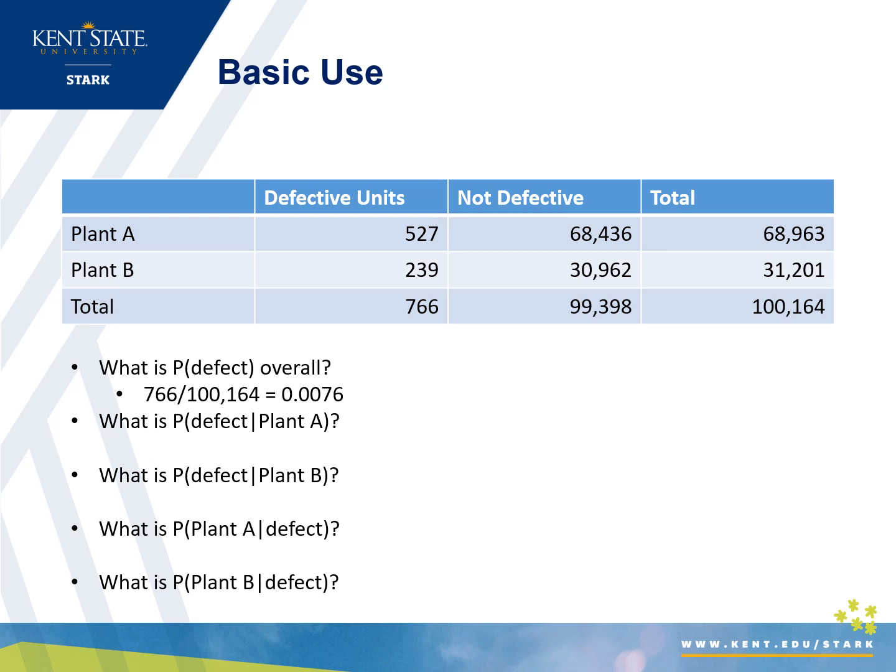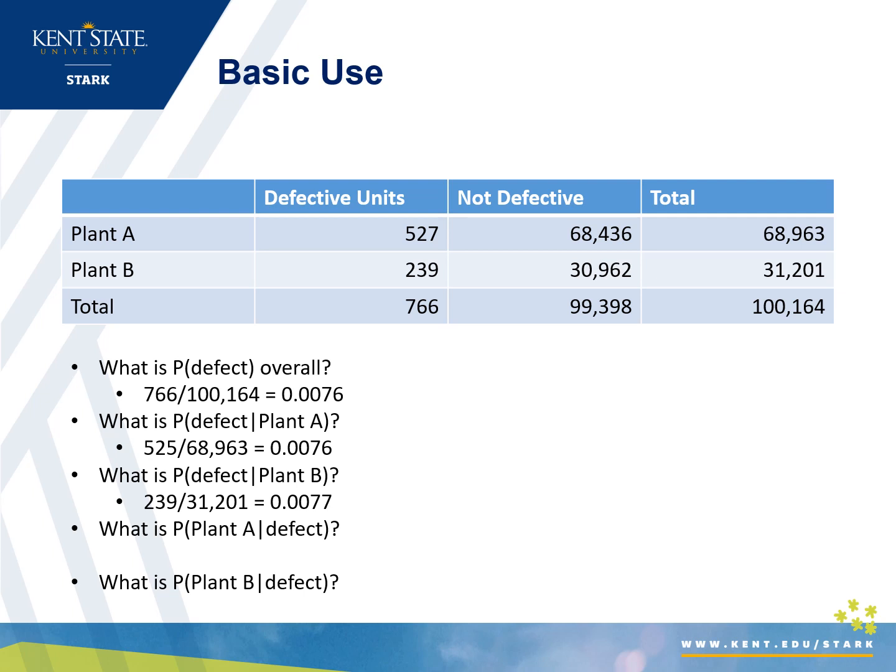Then we might be interested in what the defect rate is specifically for plant A. Well, in that case, we narrow down, we only look at those units that are produced in plant A. So of those, 527 are defective out of the 68,963. So do the division, and we find out that, again, 0.0076, or about 0.76% of the units produced in that plant are defective. We might want to do the same for plant B. So with plant B, we would narrow down, only look at those units produced in plant B. So we look in the plant B row. There, 239 of them were defective out of 31,201, which gives us an overall plant B defect rate of 0.0077, so slightly higher than the average.